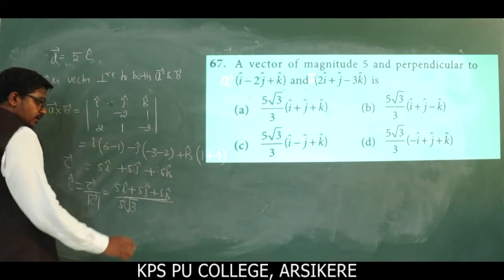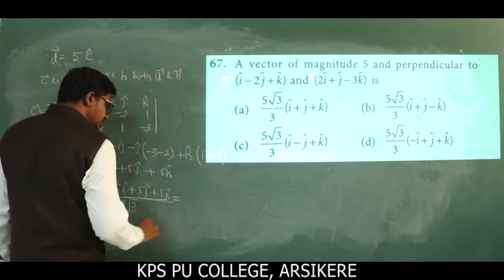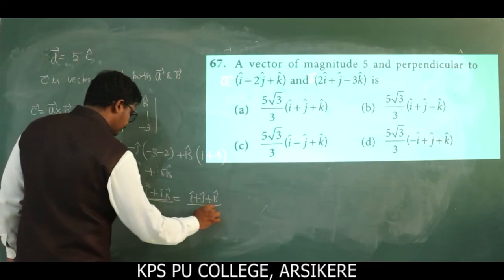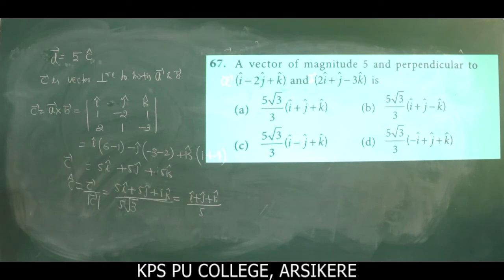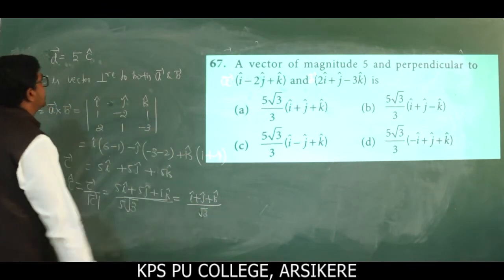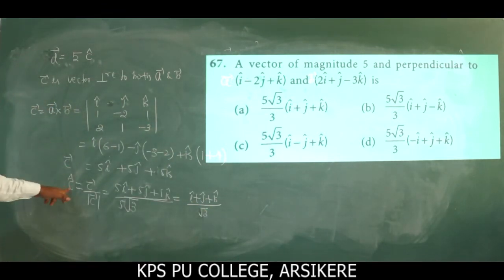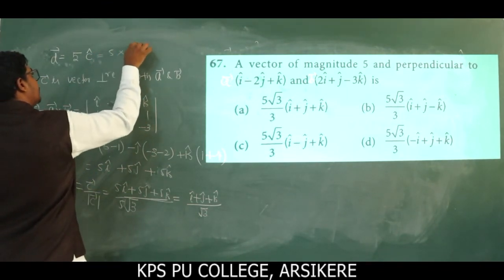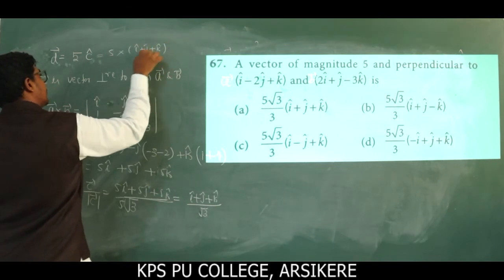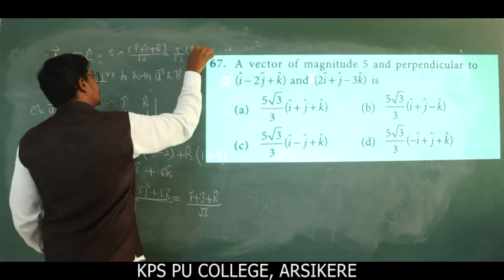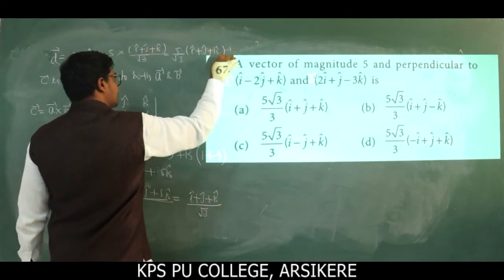Here 5 is common. If I take 5 as common, the remaining simplification leaves i cap plus j plus k cap divided by root 3. So here we obtained C cap. Therefore, vector D is equal to 5 into i cap plus j cap plus k cap divided by root 3. This is nothing but 5 by root 3 into i cap plus j cap plus k cap. This is our answer.